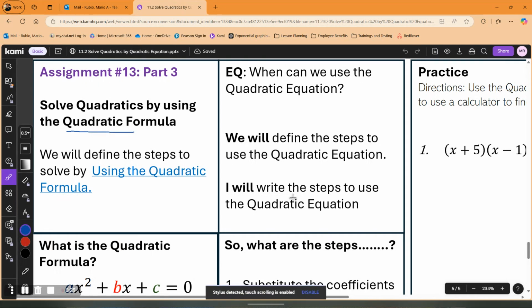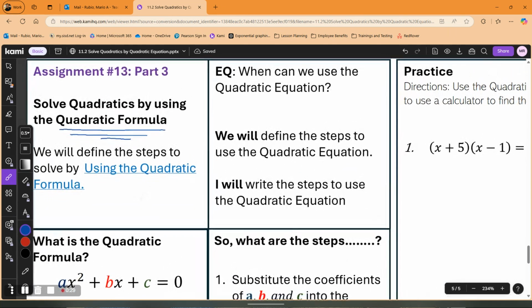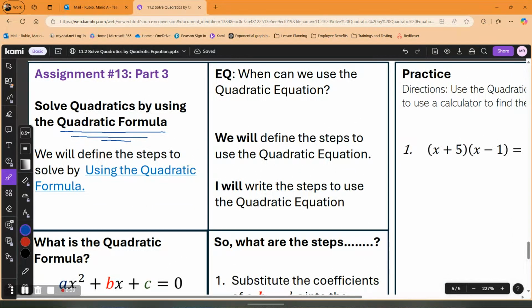This is a very old way to do things, but we need to learn the formula. That way we can have another tool in our toolbox on how to solve these equations. Today we'll define the steps to solve by using the quadratic formula.